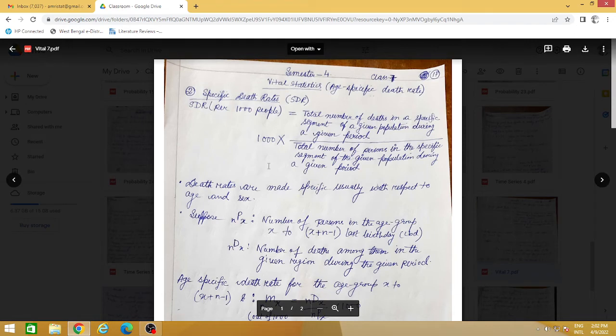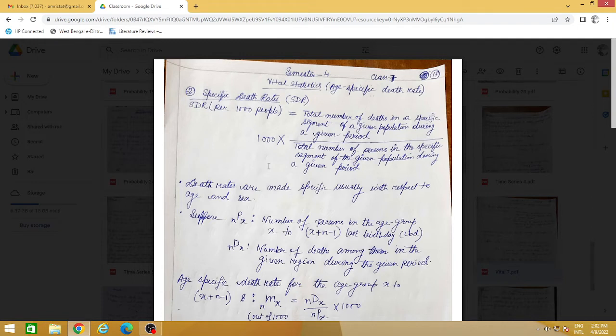So the second measure of vital statistics that we are going to do today is specific death rates, or SDR. You must remember these terms because in university examinations, specifically with the 2-mark or 1-mark questions, they may state the definition of SDR. They may not state specific death rate. So you must remember these abbreviations.